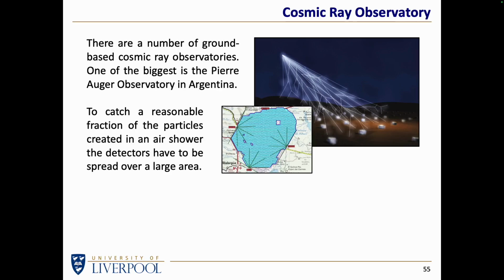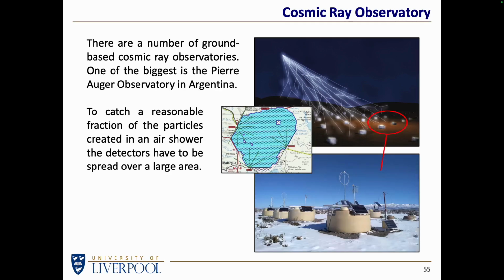If you do want to catch as much of that shower as possible, given that the shower might spread over many, many kilometers, you can't afford to have a cloud chamber which is 6 centimeters by 4 centimeters, which is what our cloud chamber is. You have a much, much, much larger area detector. And this one in Argentina has a set of detectors spread over an area roughly the size of Luxembourg. That gives you an idea. So these detectors here are spread over a huge area in Argentina.